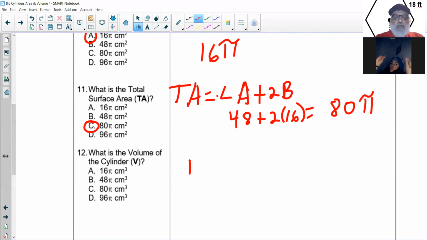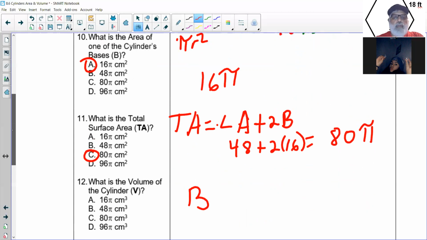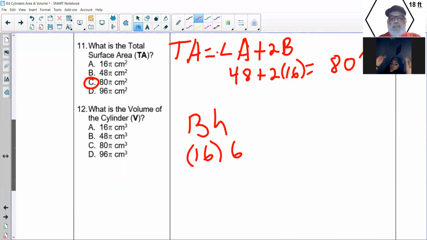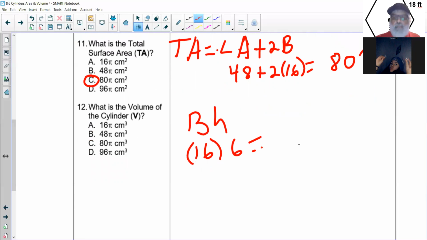And then the volume is the area of the base, which you found, times the height. 16 times 6, right? So it's the height. Yes. 96. Good.